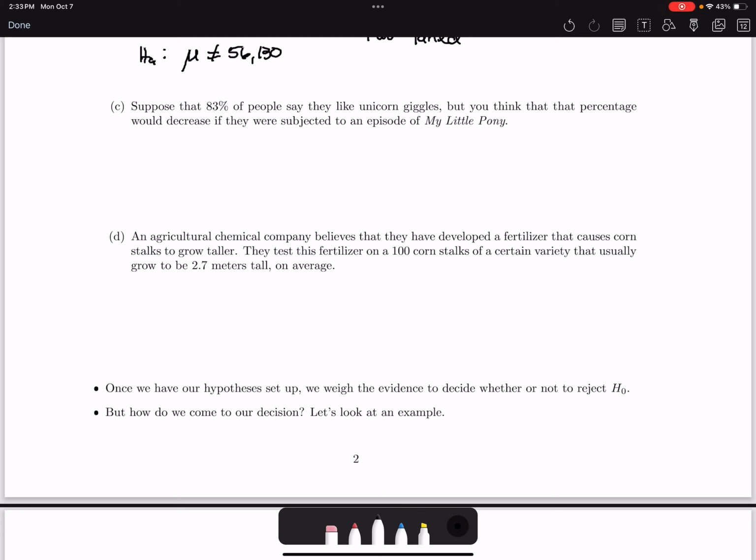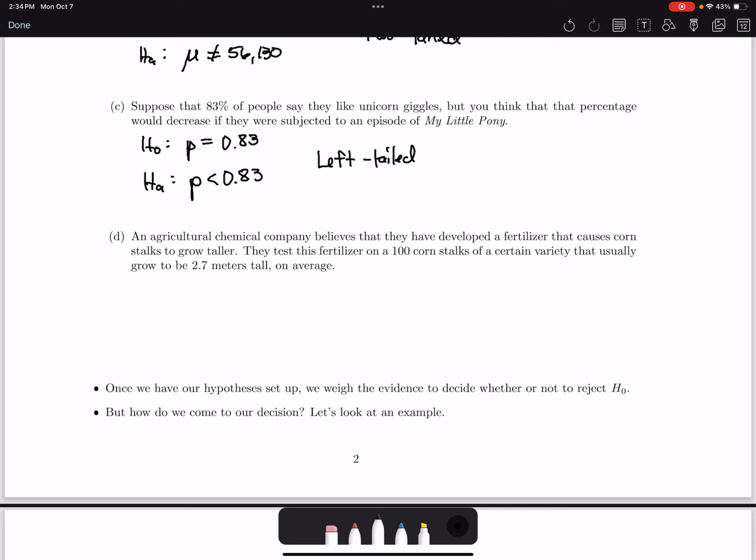Here's my answer. We're testing proportions here, right? We want to know if fewer than 83% of people will say that they like unicorn giggles after watching an episode of this show, right? The null hypothesis is that, no, the show is not going to have any effect. It's still going to be 83% of people saying that they like unicorn giggles. And the alternative is that it's going to be smaller than that. The show is going to annoy them, and so they're going to be less likely to say they like unicorn giggles. This is a left-tailed test.